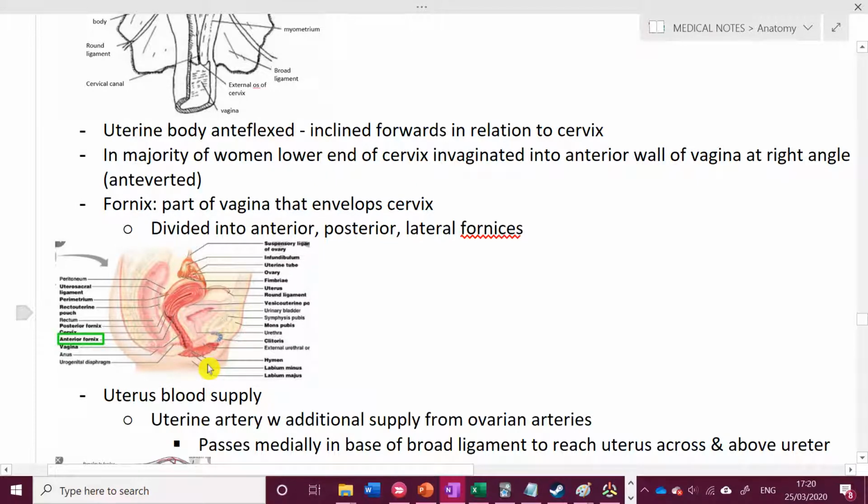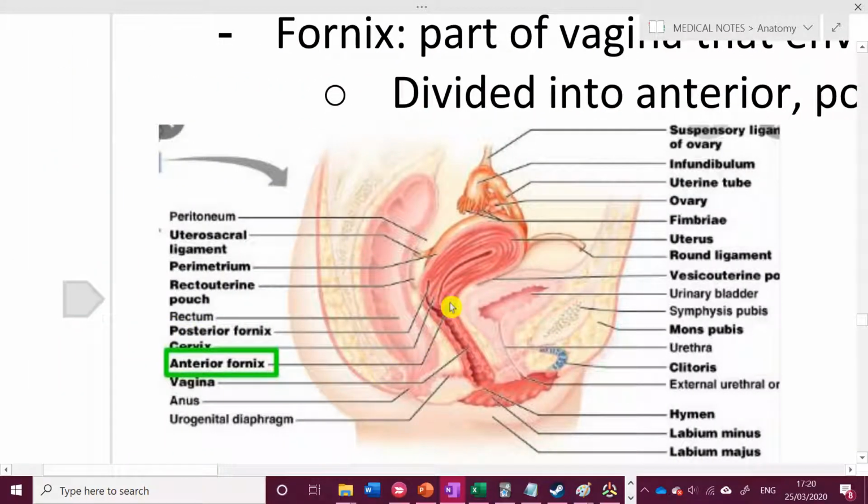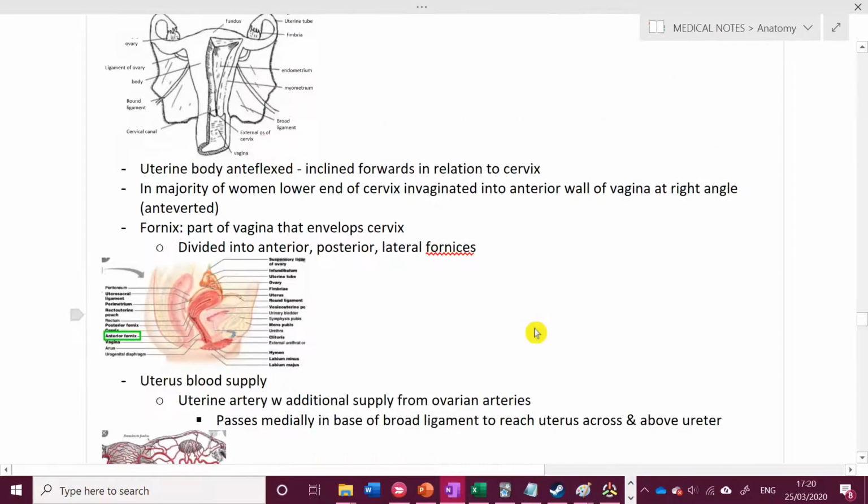The fornix is a part of the vagina that envelops the cervix, so it's divided into anterior, posterior and lateral fornices. So you can see the fornix is just this part of the vagina that envelops the cervix, the uterus, and it disappears after a short length.